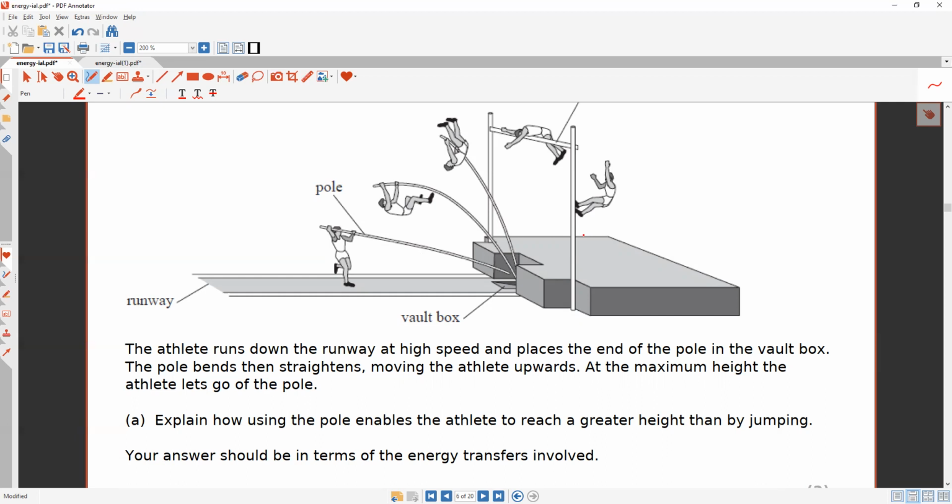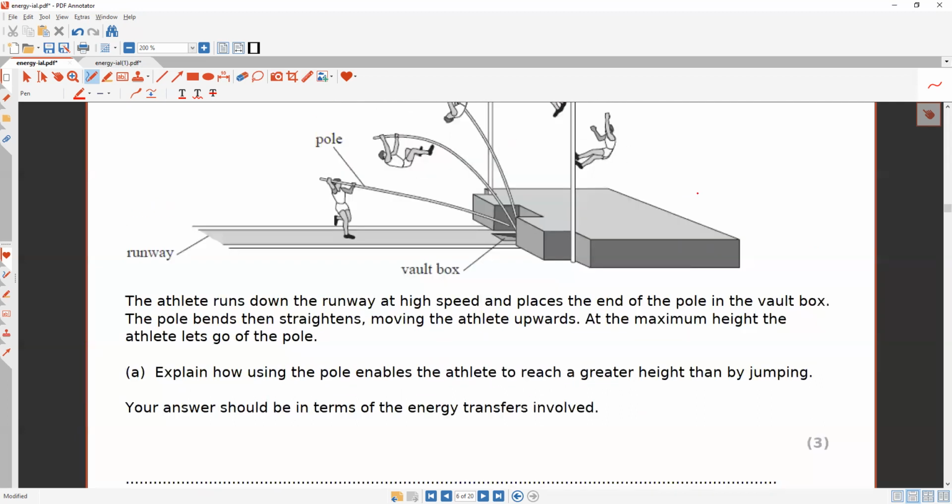So if you're using the pole, you can reach a greater height than jumping. Using the pole is better than jumping. Now I'll pause the recording. Let's discuss this answer. You guys tell me why.